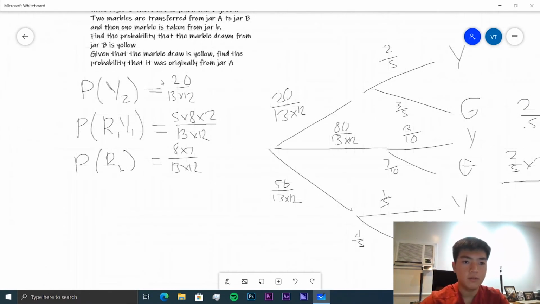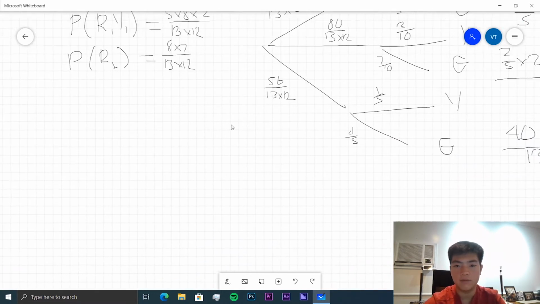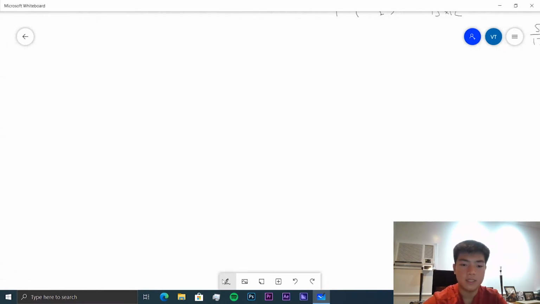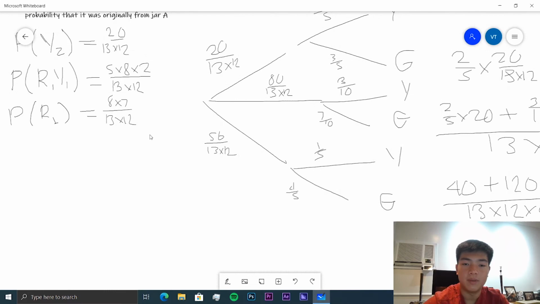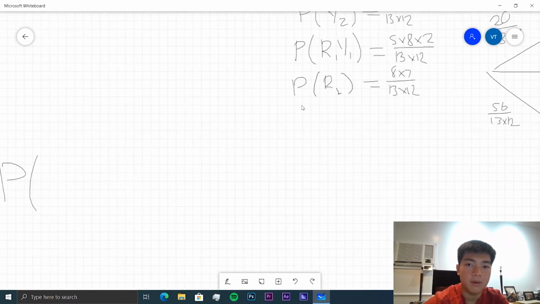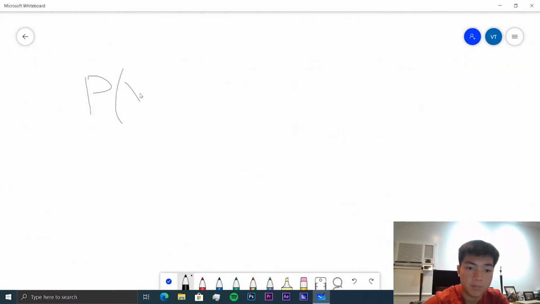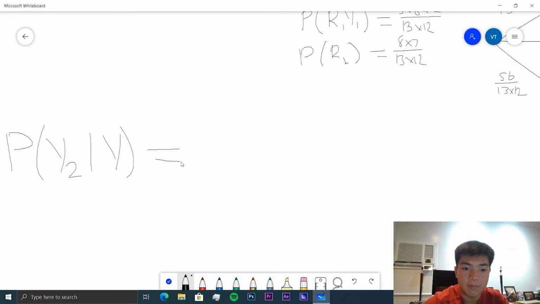So anyways, we're doing the second part. Given the marble draw is yellow, find the probability it was originally from jar A. So first we need to find the probability of a certain draw, say the probability of y2, given that the yellow marble was picked. And in order to find this, we can apply Bayes' theorem.